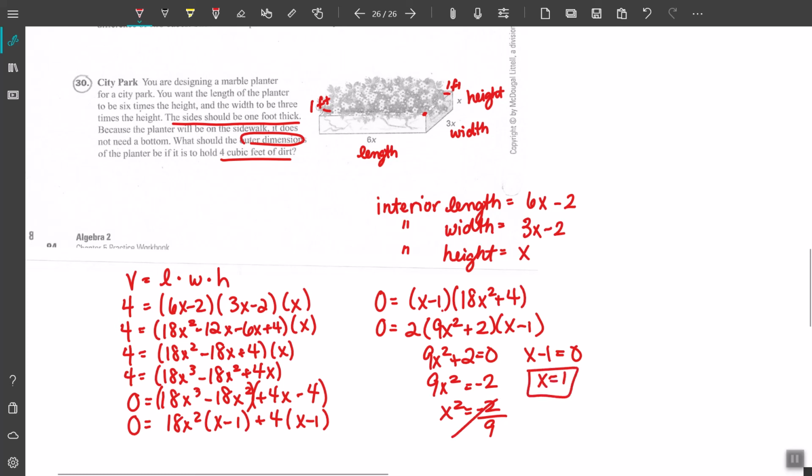So x equals 1. Now, you're not done though, because the actual question said what should the outer dimensions of the planter be? So you need to go back and stick the 1 in, evaluate each of these at x of 1. So that would mean the length is 6 feet, the width is 3 feet, and the height is 1 foot. So you could write it like that, or you could say 6 feet by 3 feet by 1 foot. Okay, either way would work.